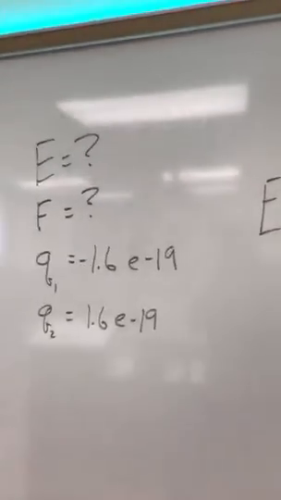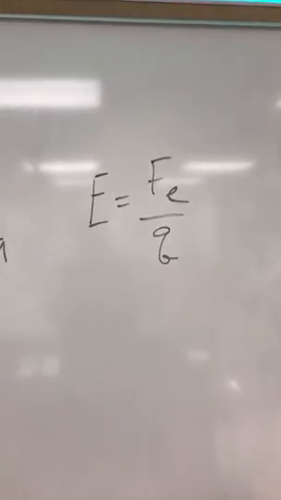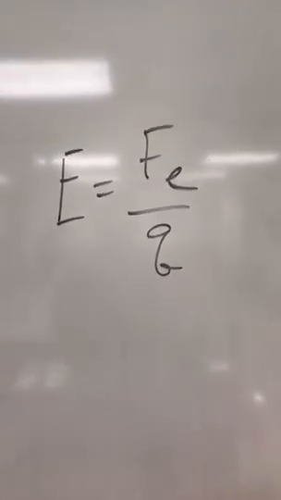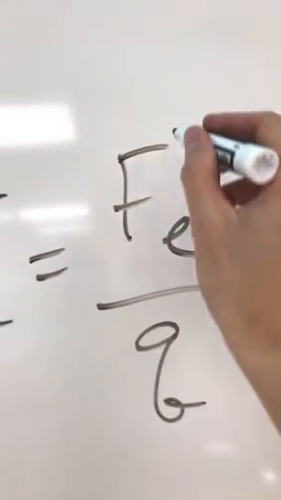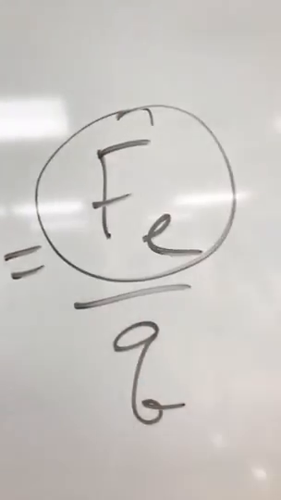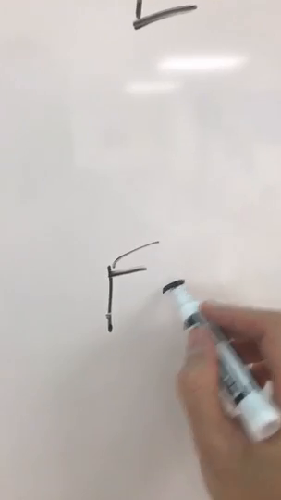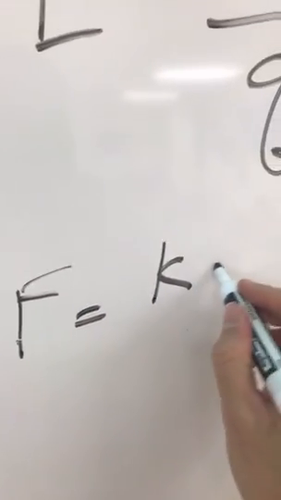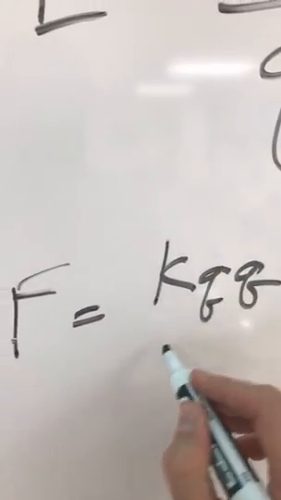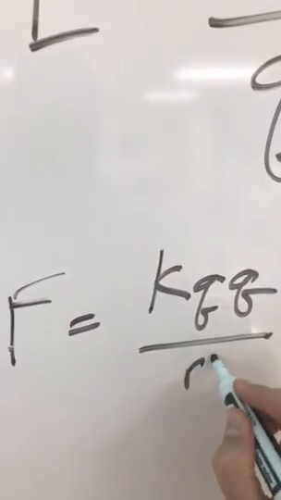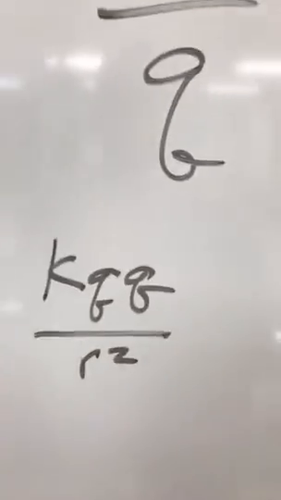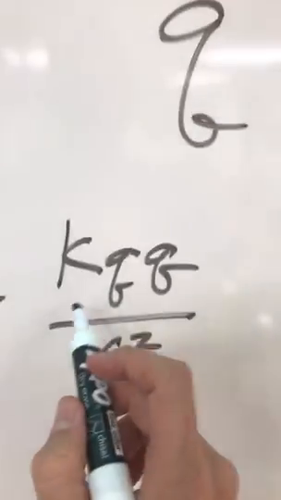It wants me to rotate back this way. All right, that's fine. It'll look something like that. So you're going to use this information, but the problem is we don't know Fe. So to solve for that, Fe is equal to K Q Q over R squared. So we'll actually be using this information.